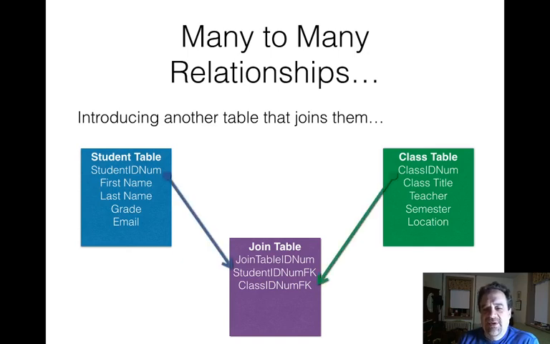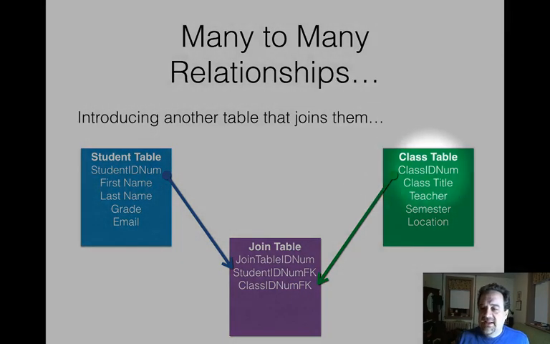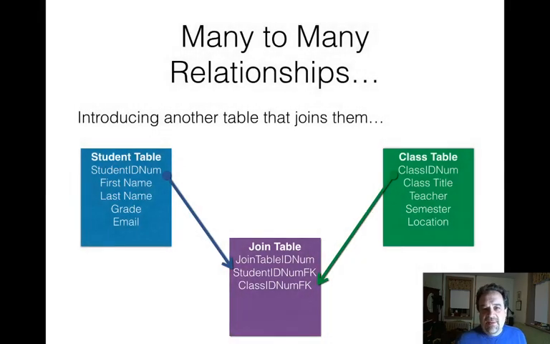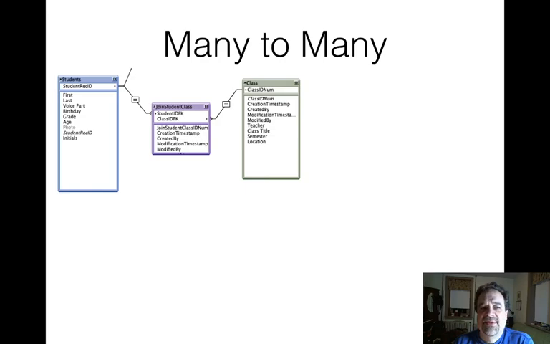And that join table is going to have student ID num FK and a class ID num FK. Again, it's going to keep track of a record of this class ID number here in this field in the join table, the class ID num FK, and the student ID num. It's going to keep that stored in the student ID num FK, right? So this is our many-to-many relationships.